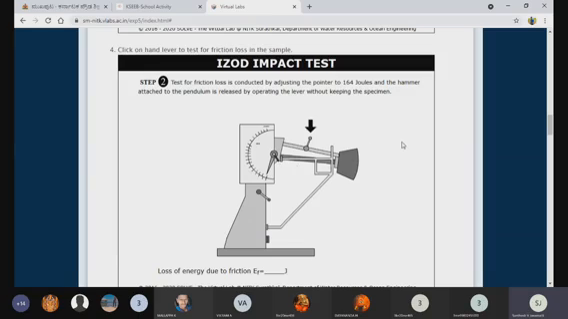Suppose it is horizontal, or perpendicular. If it is exactly perpendicular to the column, we can call it a 90 degree pendulum. Suppose the pendulum is coming in this form, and we are raising it from 90 to 100, and 130. If the pendulum angle increases, definitely the potential energy will increase. So for the Charpy test, we need to raise the pendulum up to 135 degrees.